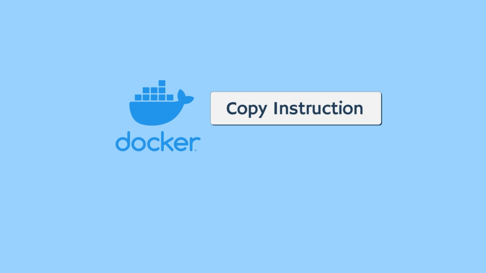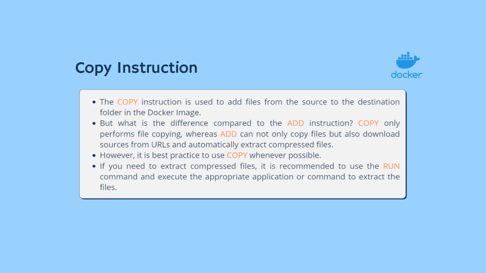Copy instruction. The copy instruction is used to add files from the source to the destination folder in the Docker image. But what is the difference compared to the add instruction? Copy only performs file copying, whereas add can not only copy files, but also download sources from URLs and automatically extract compressed files. However, it is best practice to use copy whenever possible.